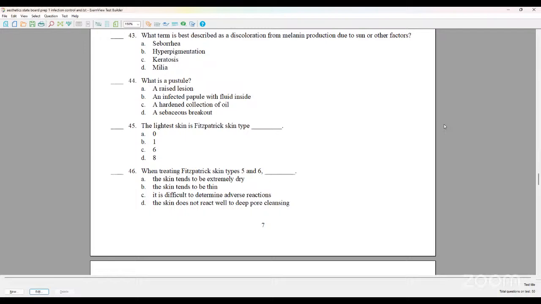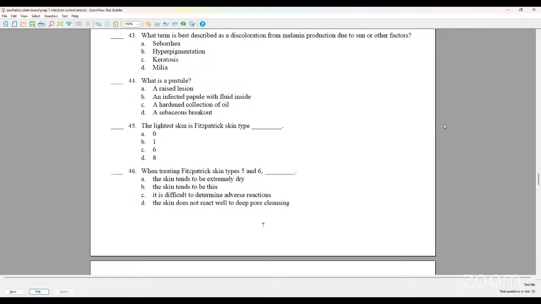And so for us, as you get closer to the equator where it's darker, they don't know what to say. So they just say it's difficult to determine adverse reactions.